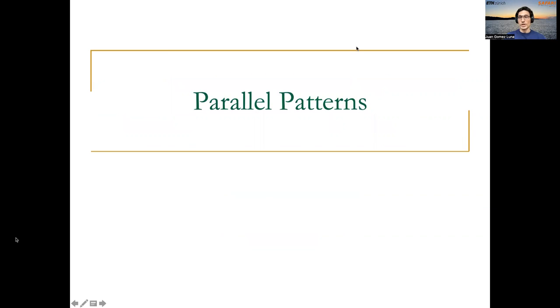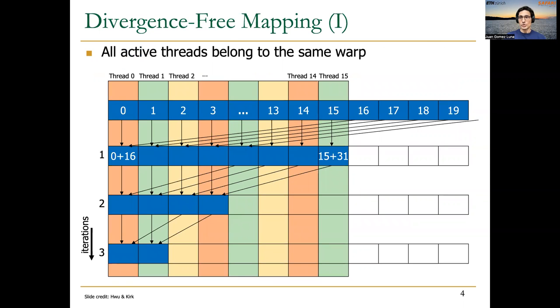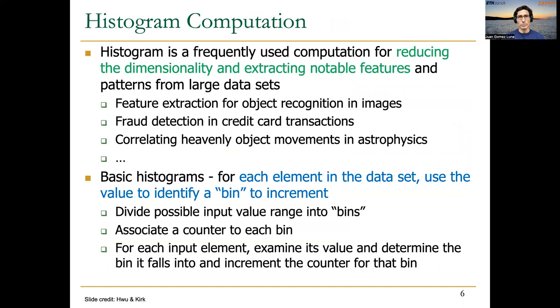In this course we have already introduced some important parallel patterns such as the reduction operation that reduces a set of values to a single value, and it's an operation that requires associativity, commutativity, and an identity value. We explained how to implement a divergence-free mapping that can maximize the SIMD utilization and this way the performance.